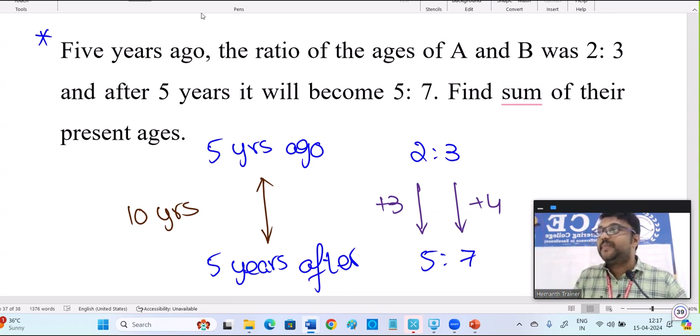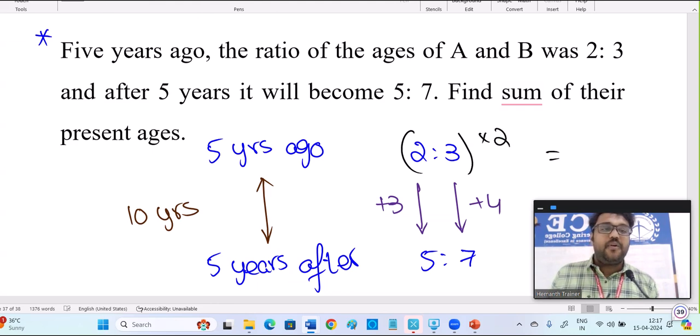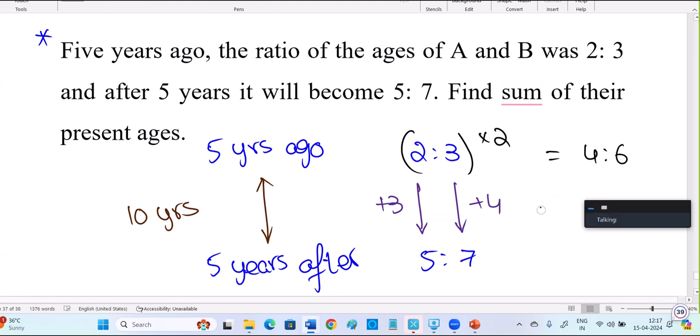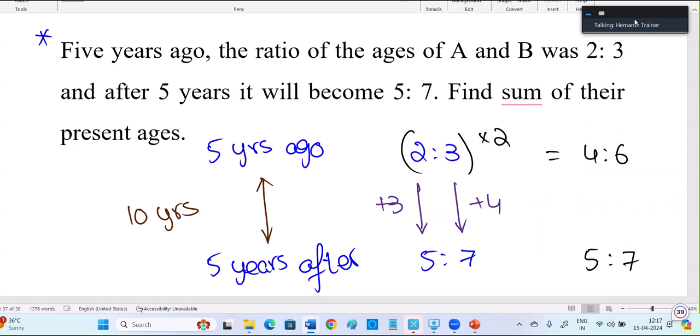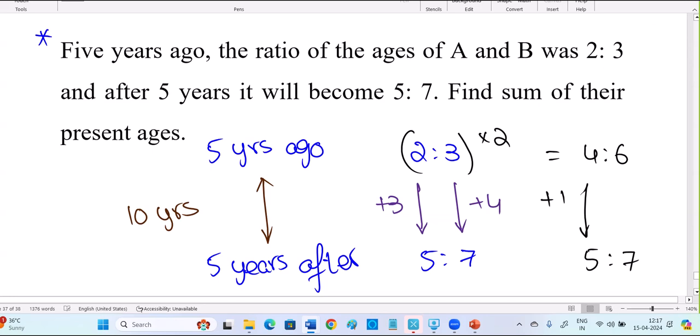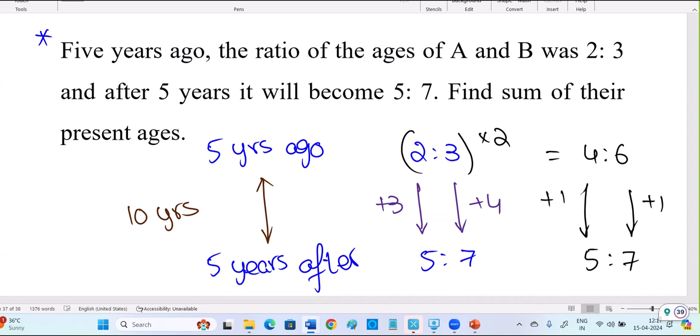In the previous question both are increased by 1, in one of the questions both are increased by 2. Now you need to modify the equation. How, sir? My agenda is both values should be increased by the same amount. Now I got the idea. 2 is to 3. If I multiply by 2, what will happen? 4 is to 6. What is this ratio? 5 is to 7. Now 4 to 5, how much increase? 1. 6 to 7? 1. Now this is okay. Now I can say in ratio 1 means 1 equal to 10 years.